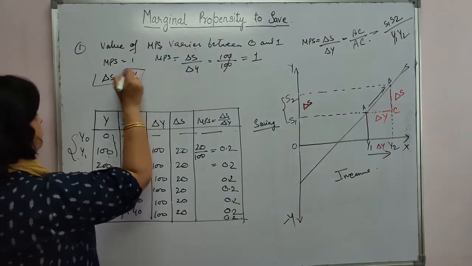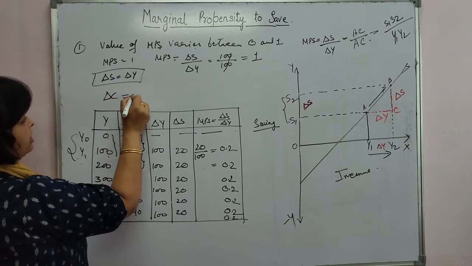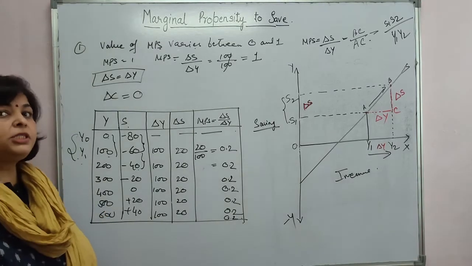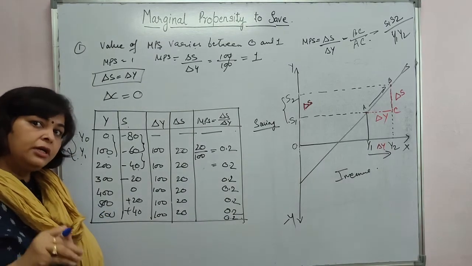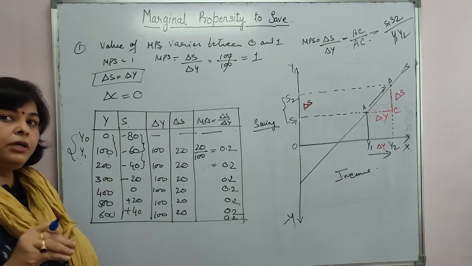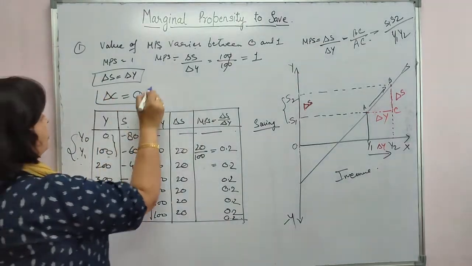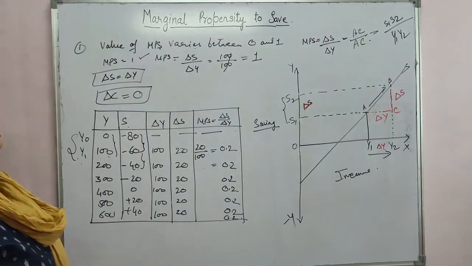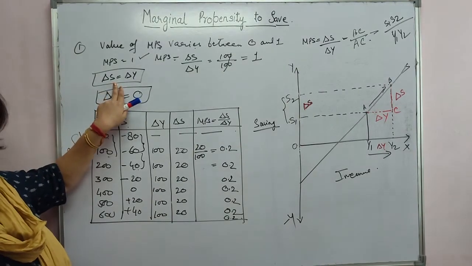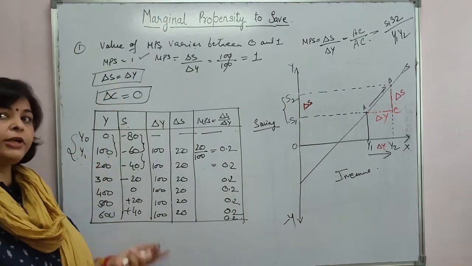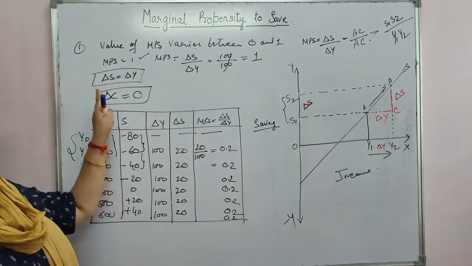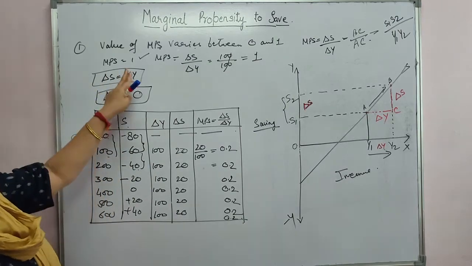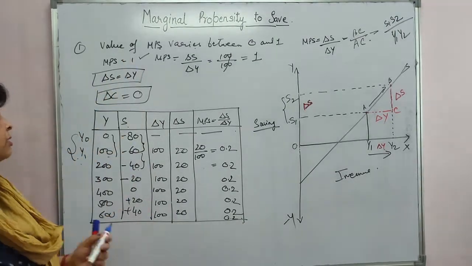And change in consumption will be 0. That means change in income will not be spent for consumption purpose, rather the whole amount will be saved. So that is why this is the maximum limit of marginal propensity to save. If change in saving due to change in income is 0, then the value of MPS will be 0. If change in saving is equal to the change in income, then marginal propensity to save will be 1.